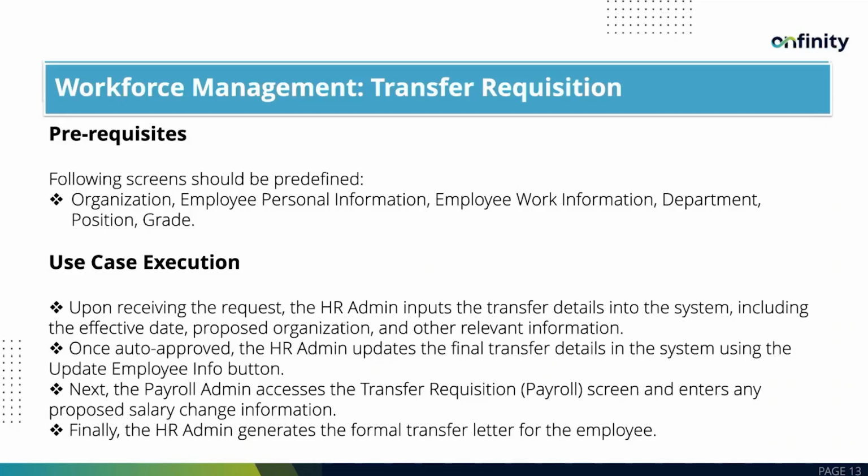Use case execution of transfer requisition. Once a transfer request is received, the HR admin records the transfer details in the system, including the effective date, proposed organization, and any other relevant information. Upon auto approval, the HR admin updates the final transfer details using the Update Employee Info button. Then, the payroll admin accesses the transfer requisition payroll screen and enters any proposed salary changes. Finally, the HR admin issues the formal transfer letter to the employee.